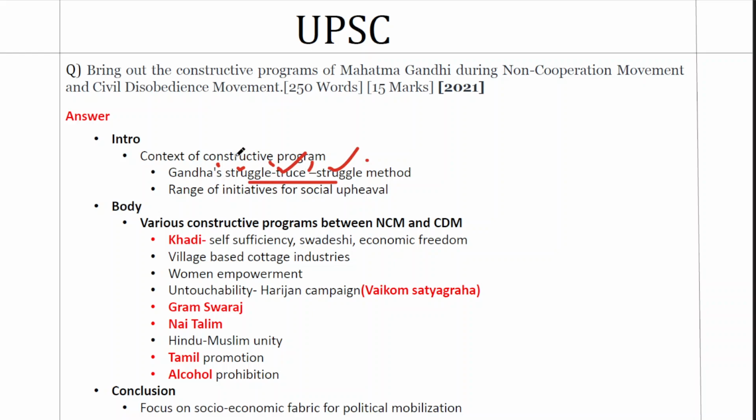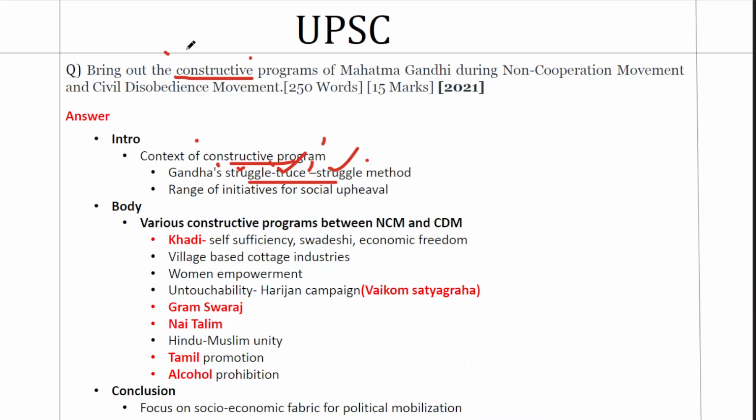So, we can call the non-cooperation movement a struggle, we can call the civil disobedience movement another struggle, but the gap between these two events can be the truce. So what did Gandhi do in this gap? That is the constructive program. So that's how you should understand this term, constructive program. So what exactly is constructive program?